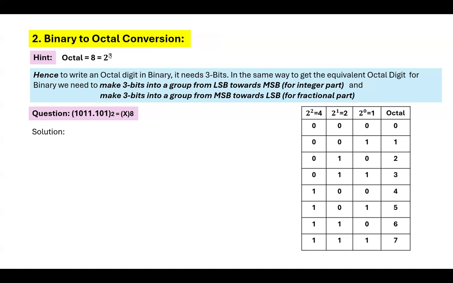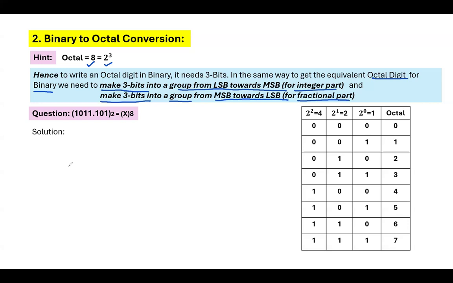Next one, binary to octal conversion. To convert a binary number into octal, first, what is meant by octal? Octal means 8. 8 we should write in terms of power of 2, so it is equal to 2 power 3. That means it requires totally 3 bits to represent one octal digit. In the same way, to get the equivalent octal digit for the given binary values, we need to make 3 bits into a group from LSB towards MSB for the integer part and make 3 bits into a group from MSB towards LSB for the fractional part.